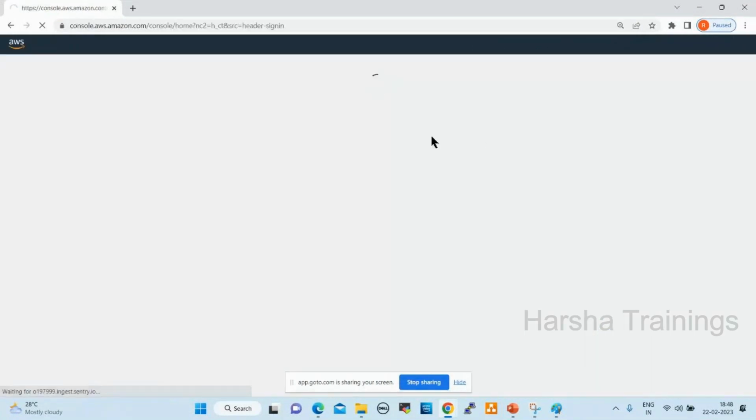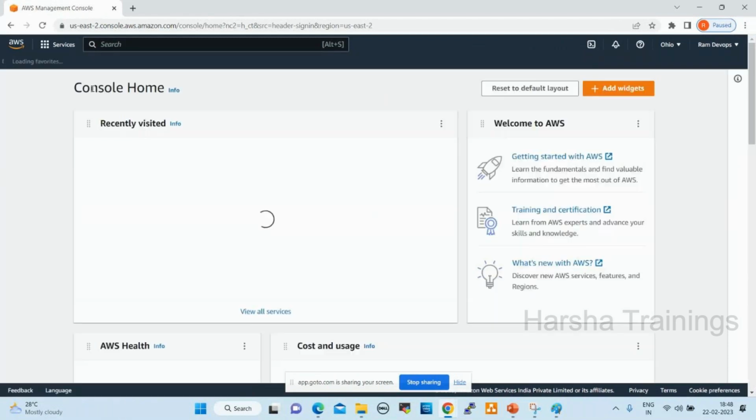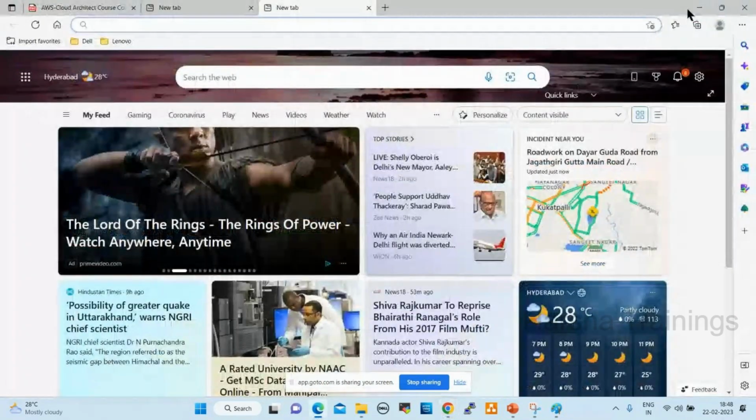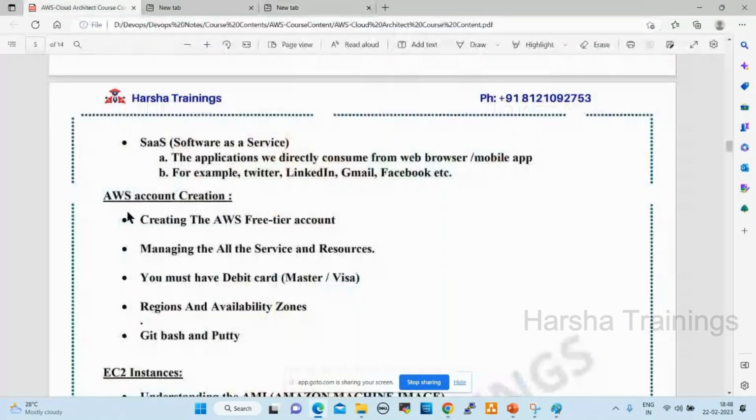So see here, this is my AWS account. This is the AWS cloud platform. You can directly connect to AWS and work on it. We require one laptop and internet connectivity. That's it. We don't need to install anything on our local laptop. So see here, how to create an AWS account, which is 1 year free without any charges. They don't charge anything for 1 year, so in the AWS account you can practice.